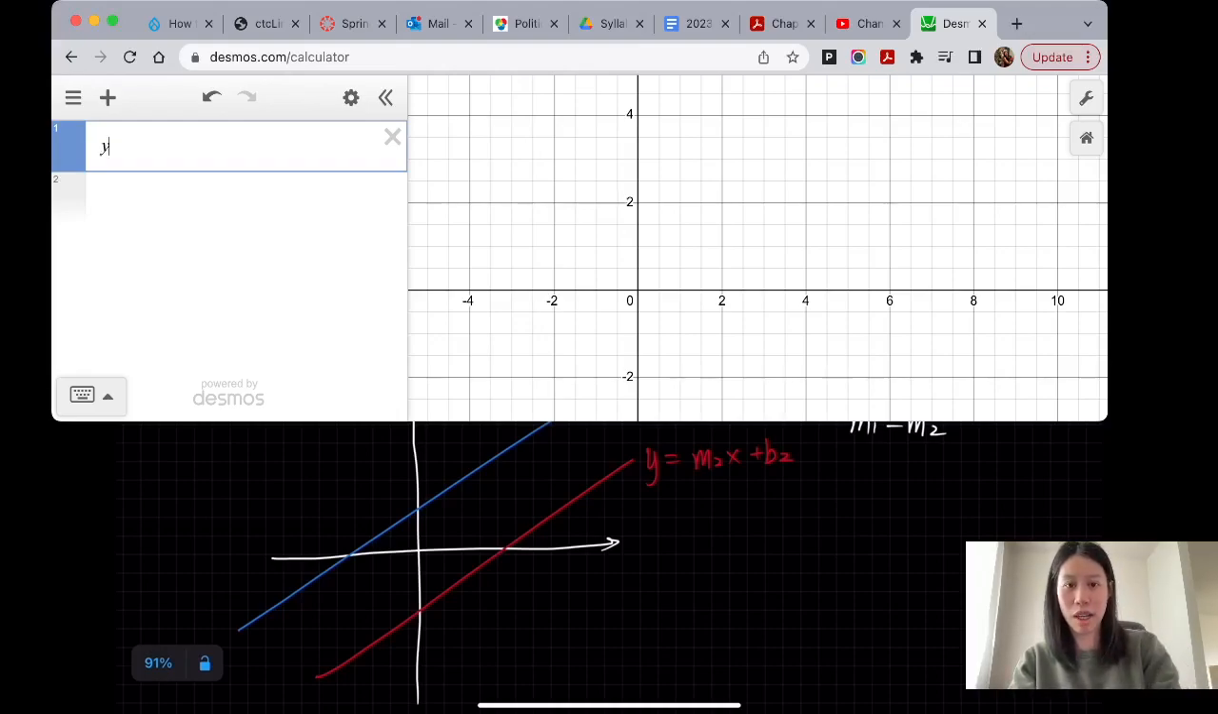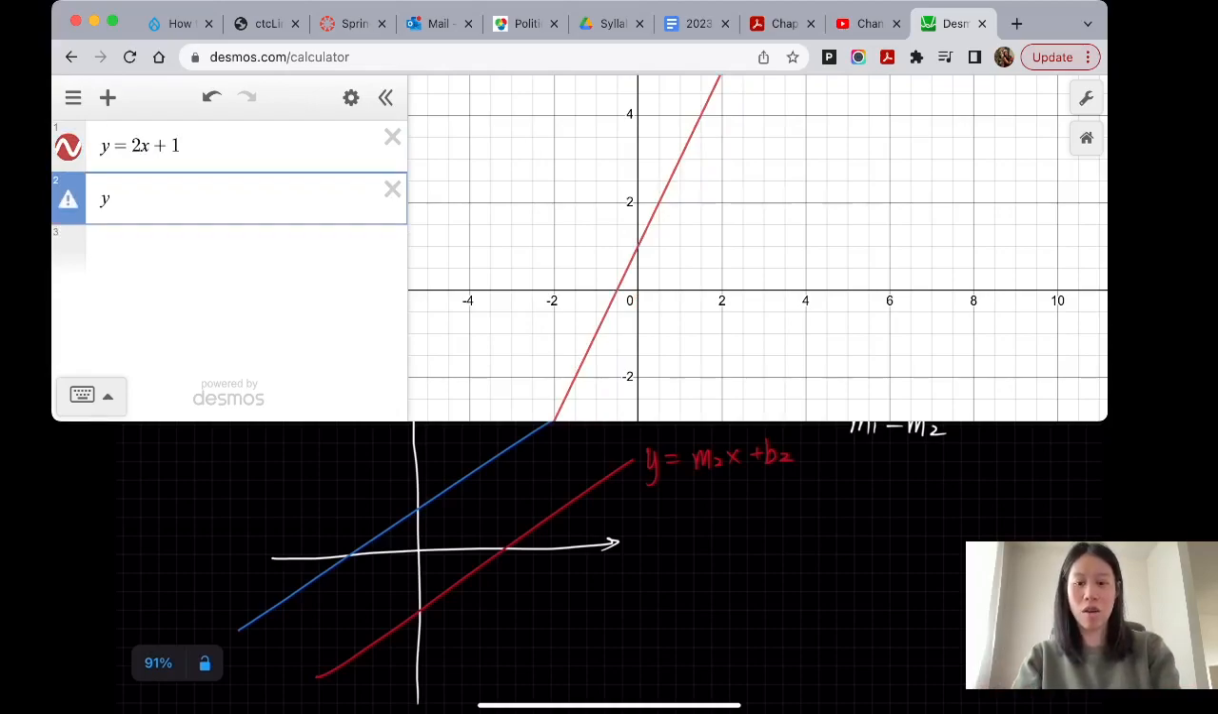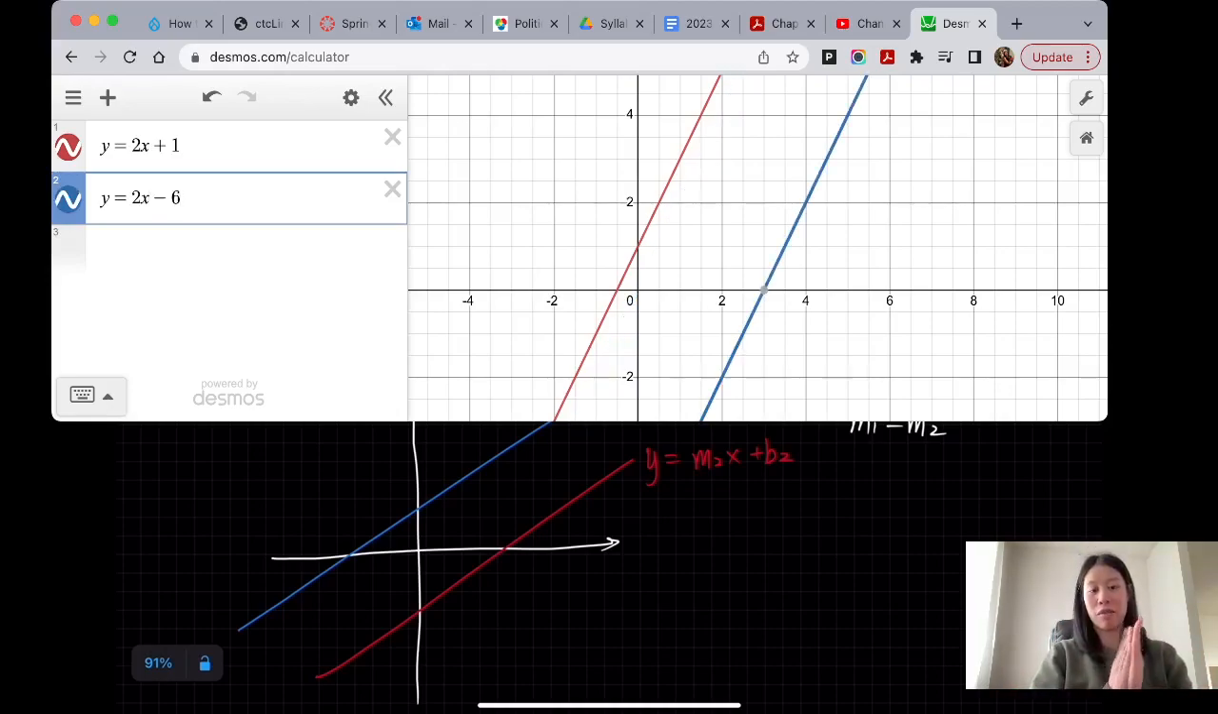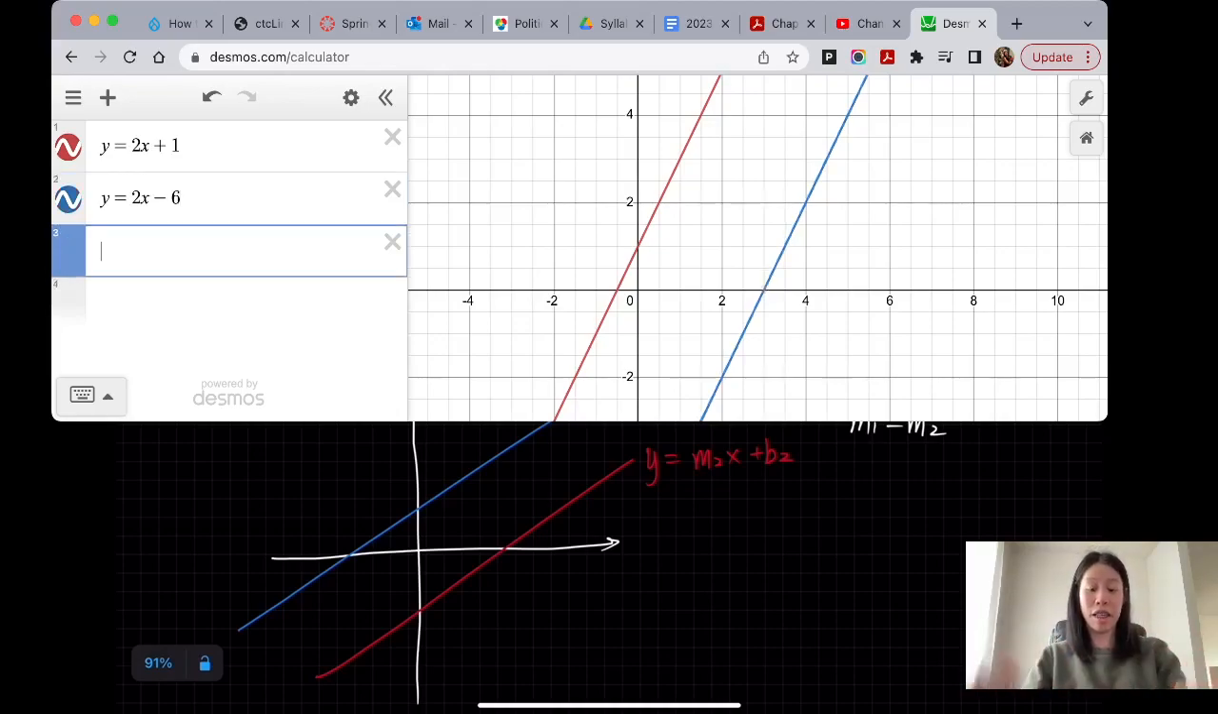So I have y equals 2x plus 1. Look at the red line. And now I give you another line, y equals 2x minus 6. Look at the blue line and the red line, they're parallel. The slope both equals 2. I can get another line. As long as the slopes all equal 2, I will get a parallel line.